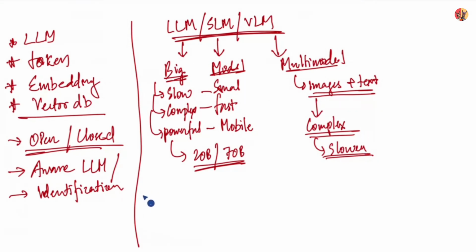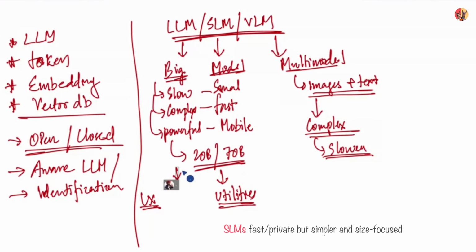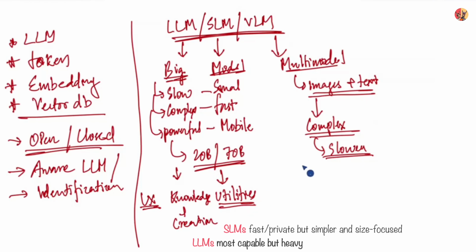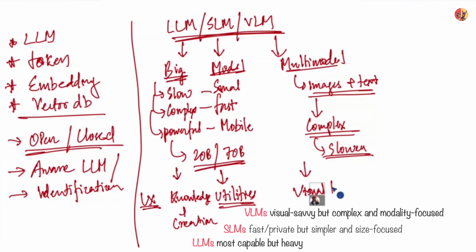From a design engineer's perspective, how it matters is: SLM, you can use it for some utilities. You can use LLM when you have edge cases around knowledge and creation, right? Then if you want to have some visual intelligence in your product or use case, then you should use VLM. So can we go a little bit deeper about LLMs since we started off with that?